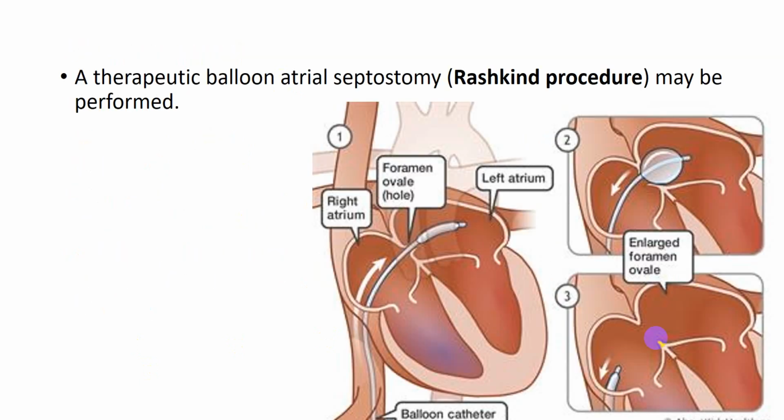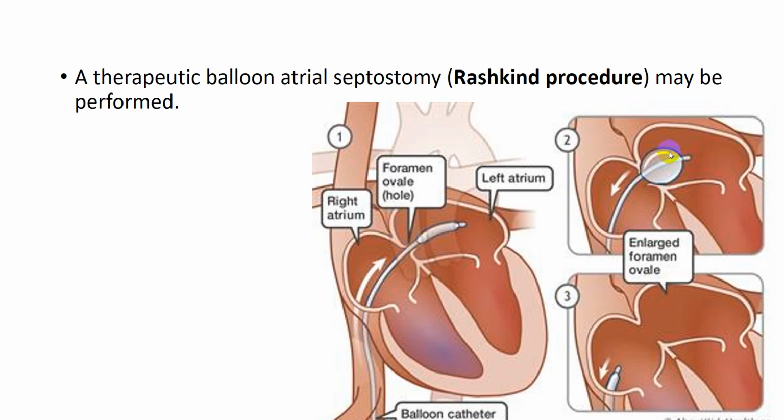A therapeutic balloon atrial septostomy, the Rashkind procedure, may be performed if there is a patent foramen ovale or a small ASD, less than 5 mm. So during the early neonatal period, we induce an artificial atrial septal defect by using a balloon through the femoral vein, to the IVC, then to the RA through the foramen ovale or small ASD into the RA.